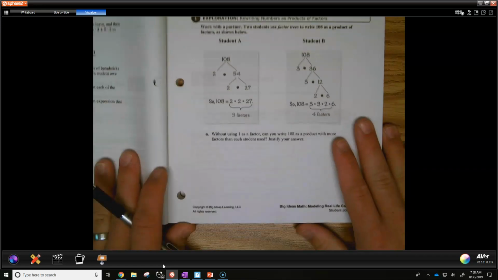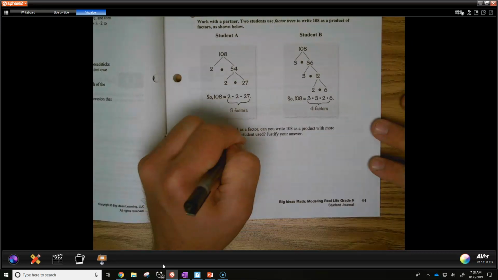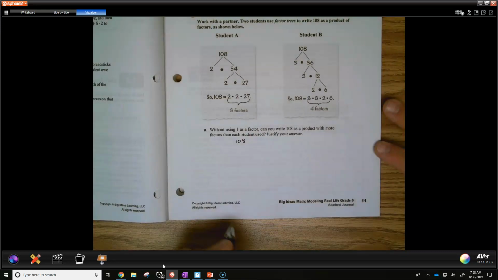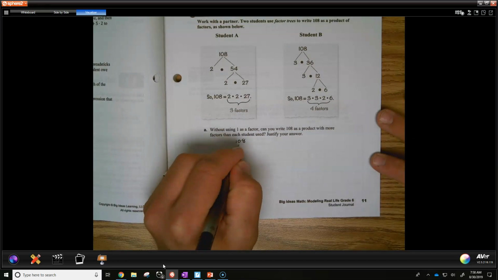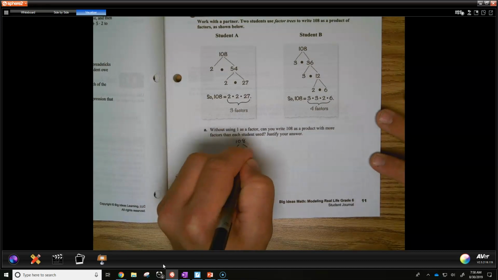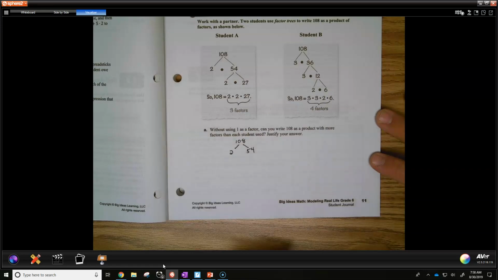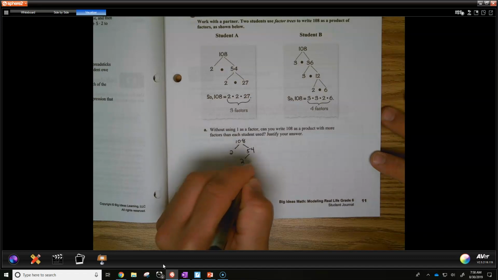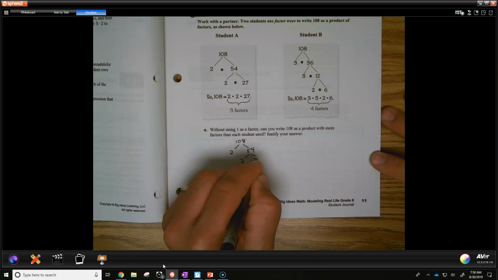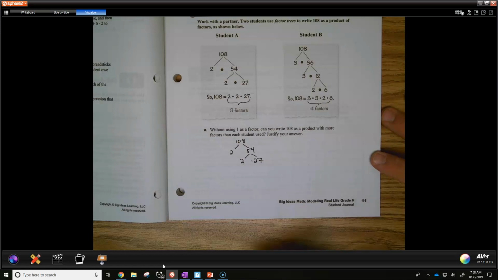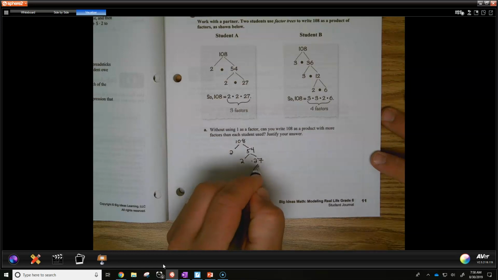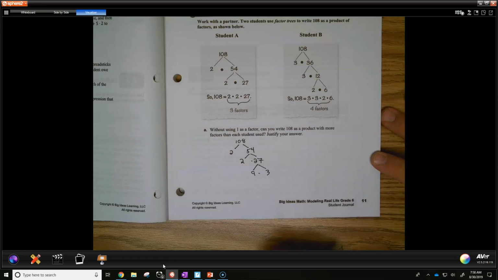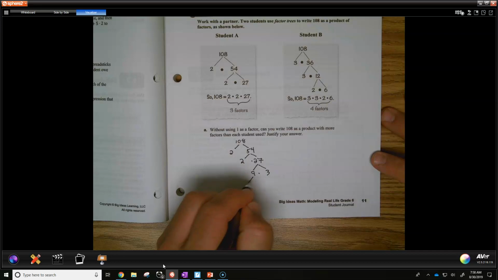Braden, what did you do? How did you break this up? So hold on, 2 times 54, and then 2 times 27, okay? And then 9 times 3 to get 27. So then we broke 27 into 9 times 3. And then I put 3 times 3 to break up 9. We broke 9 up to 3 times 3.